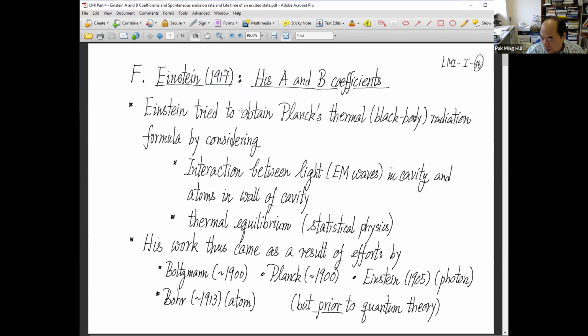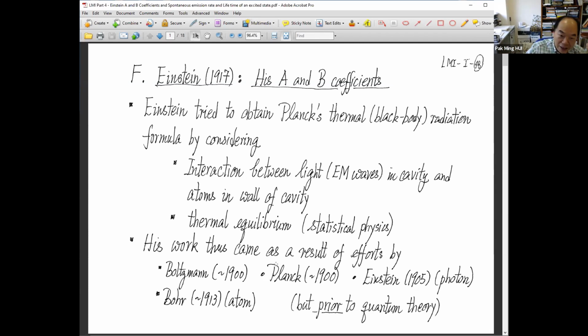Basically, in this work, Einstein was trying to derive Planck's formula one more time. Planck's formula was the beginning of quantum physics, 1900. So that is the first year of the 20th century.